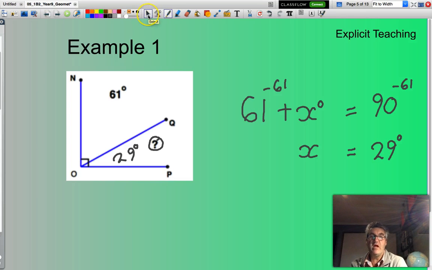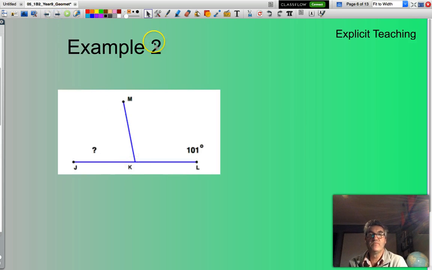Now we'll move on to our second of 6 examples. This time, the angles on a straight line need to add up to be 180 degrees. So, let's get my pen again. This angle here, I'll just call that x degrees. So x plus this angle here, which is 101, has to equal, well, 180 degrees. They're on a straight line.